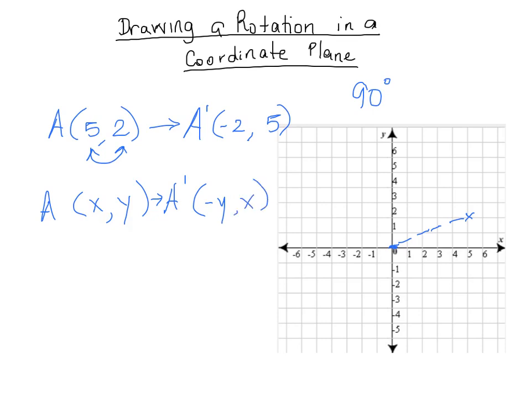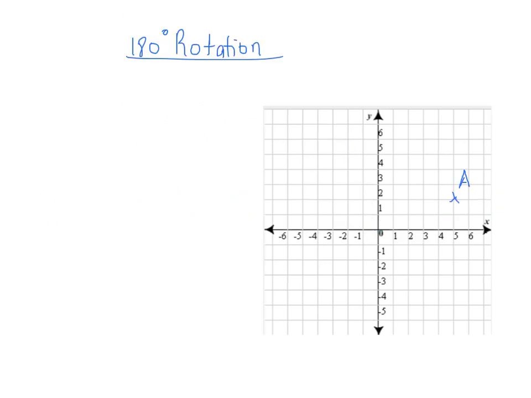And let's see what it looks like, see if it makes sense. So before it was (5, 2), and now it is (-2, 5), and that absolutely looks like it makes sense, because if we draw a line to our center of rotation, this is in fact 90 degrees. Awesome. All right, let's look at 180 degrees counterclockwise.